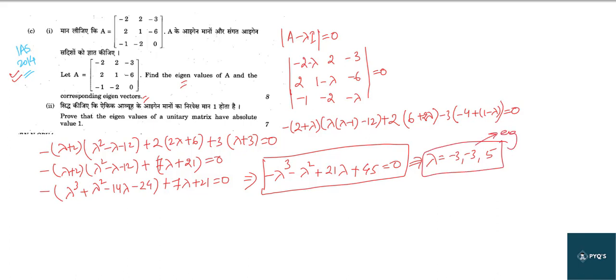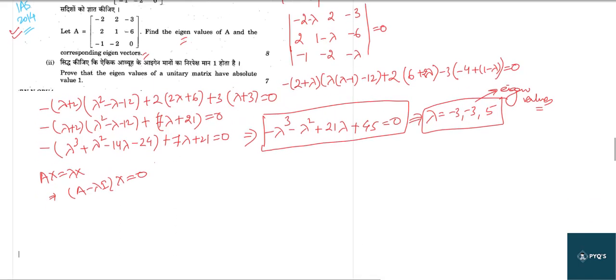Now corresponding to each eigenvalue, we need to find out the eigenvectors. To find eigenvectors, I'll write Ax equals to lambda x. Then it can be written as A minus lambda I times x equals to 0, where x is the required eigenvector. To find out the eigenvector, let me scroll this down.